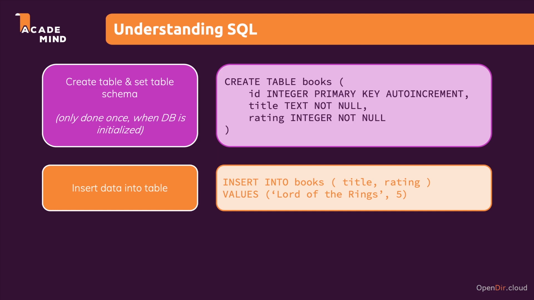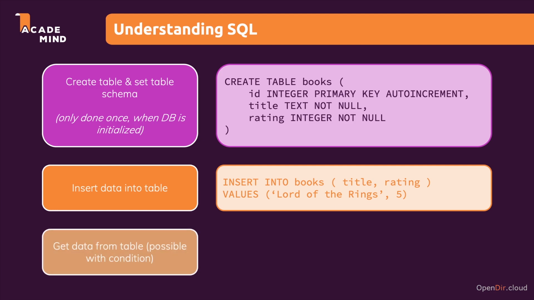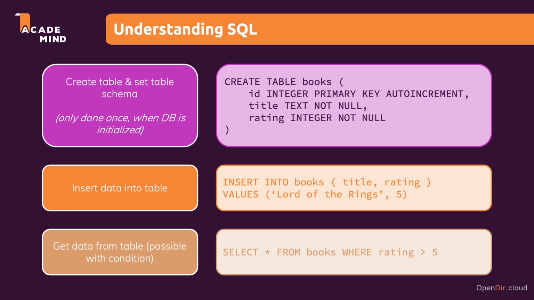And of course, then at some point in our website, we also might need to get data from a table, maybe also with a certain condition set. And then that's how the SQL syntax would look like. Select star from books simply means select all columns, so all values from the books table. And then where rating greater 5 means for the rows, so for the entries where the rating column has a value greater than 5. So these are some example SQL queries.